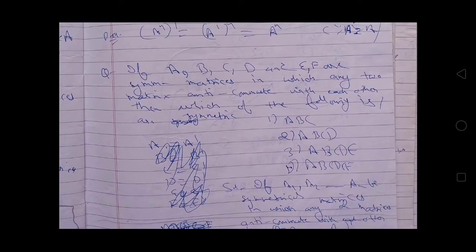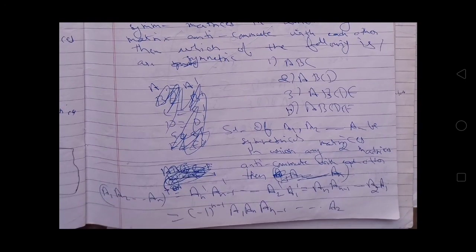Now see this question. If A, B, C, D, E, F are symmetric matrices in which any two matrices anti-commute with each other, then which of the following is or are symmetric? So let's suppose A1, A2 up to AN are symmetric matrices in which any two matrices anti-commute with each other. Then the transpose of A1 into A2 up to AN will be equal to the transpose of AN into the transpose of AN minus 1 up to the transpose of A2 into the transpose of A1, which will be further equal to AN into AN minus 1 up to A2 into A1, as A1, A2 up to AN are symmetric matrices.